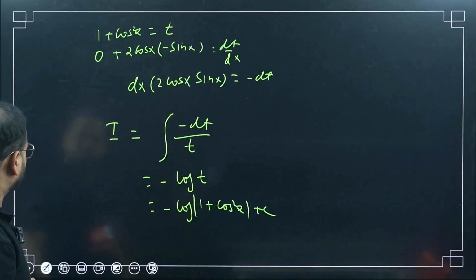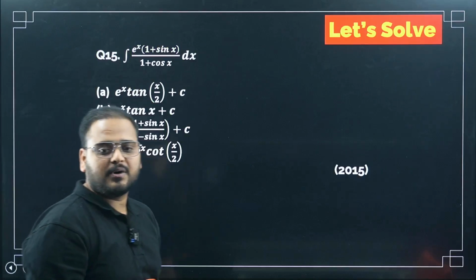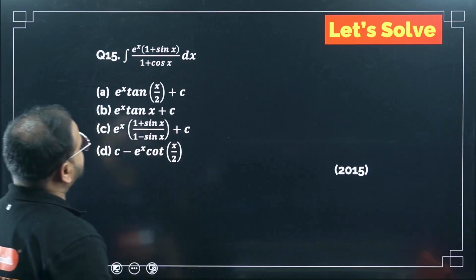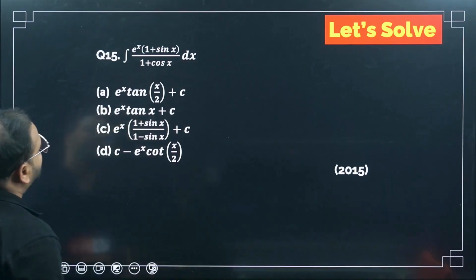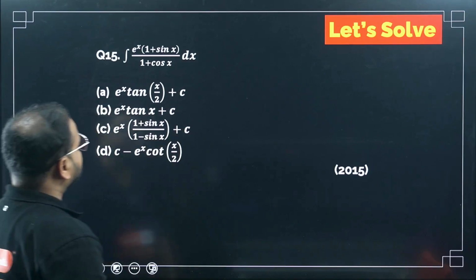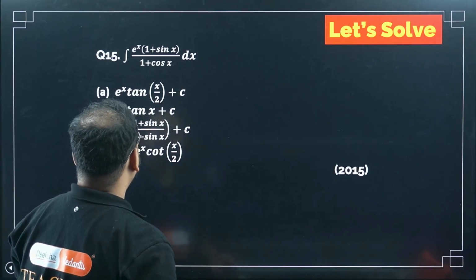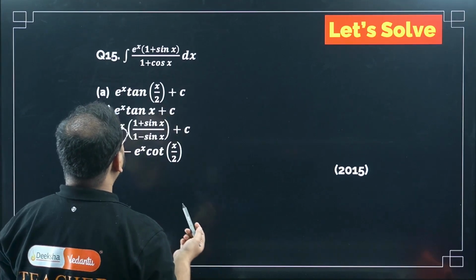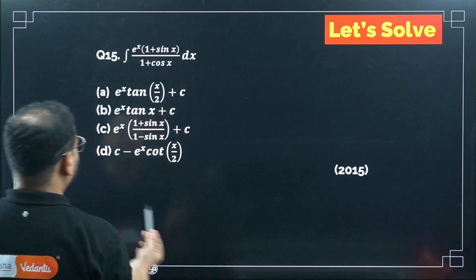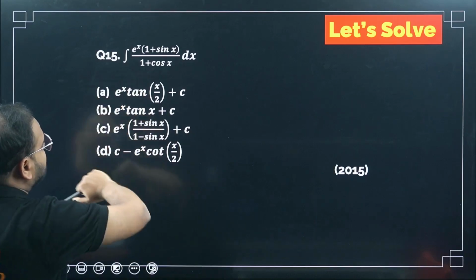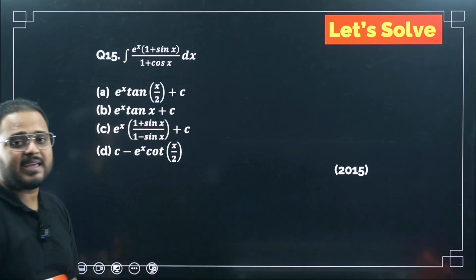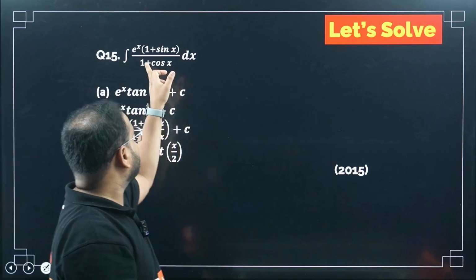Have a look. Okay. Question number 15. e power x times (1 plus sin x) upon (1 plus cos x). How will I solve this, sir? Can we apply the formula for sin x and cos x over here? So we can do this thing. See here, one more thing. You can see x by 2 is present. It means I can use the compound angle formula for making it perfect square.